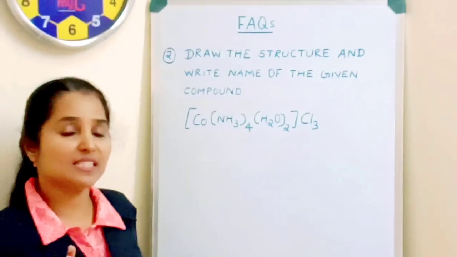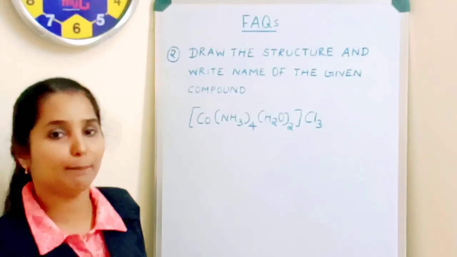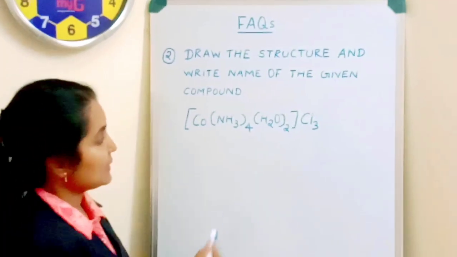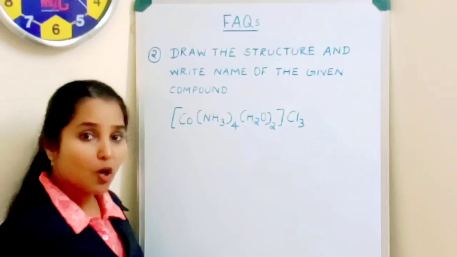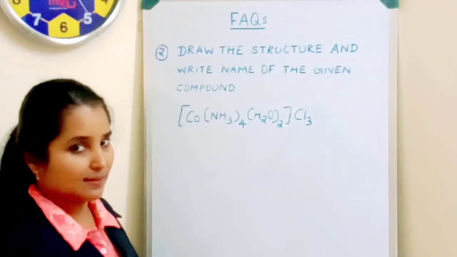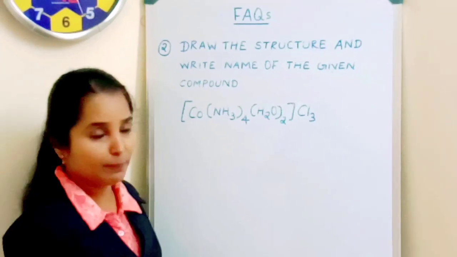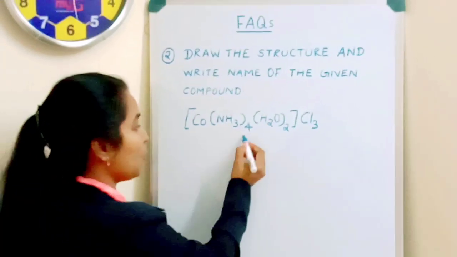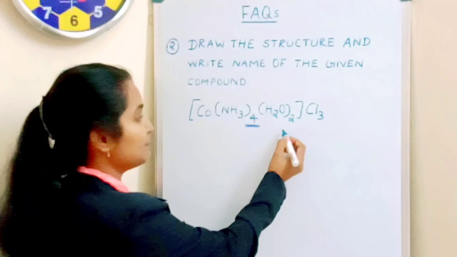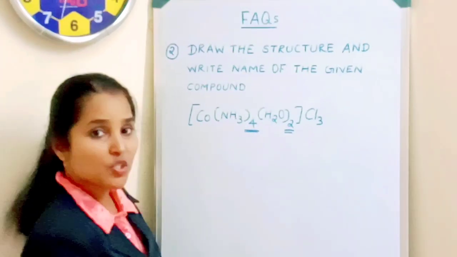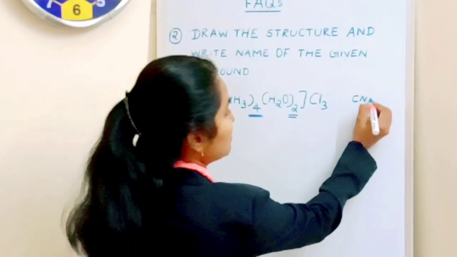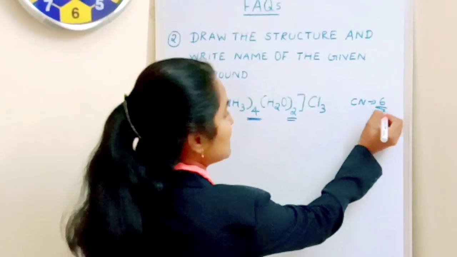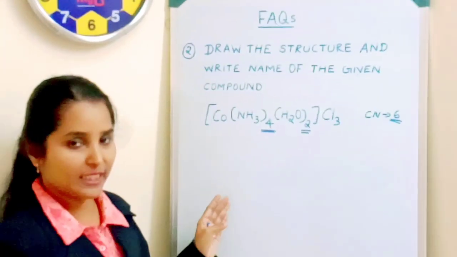So the first thing is we have to find out its coordination number. Since we have amine ligands and aqua ligands, both are unidentate ligands, so it's easy to find the coordination number. We have 4 amine ligands here and 2 aqua ligands here. So 4 plus 2, 6. The coordination number of the central metal ion here is 6.